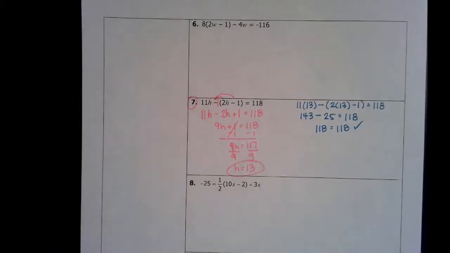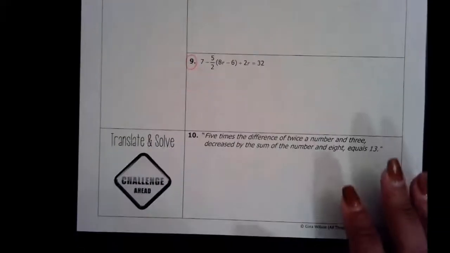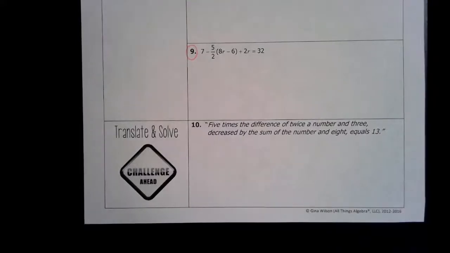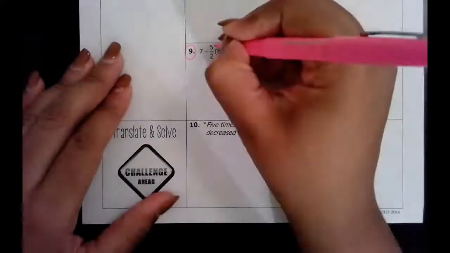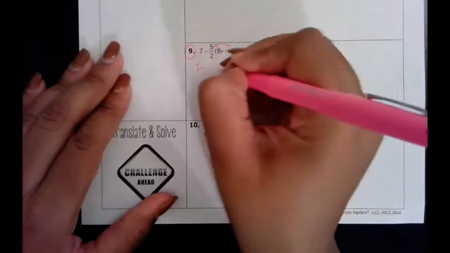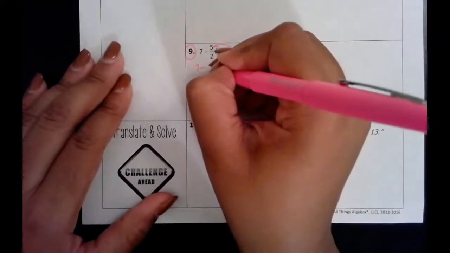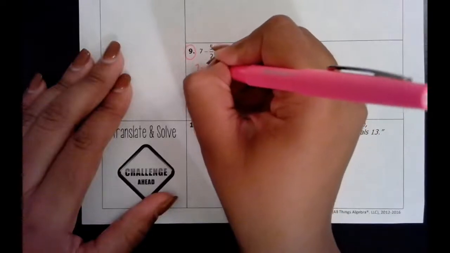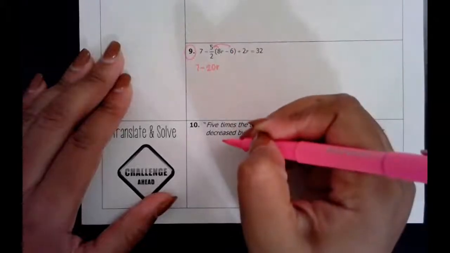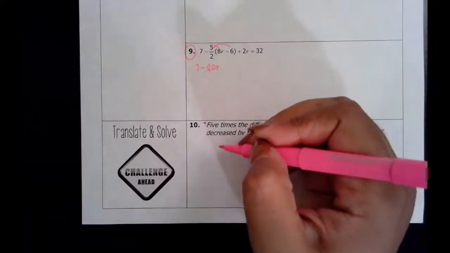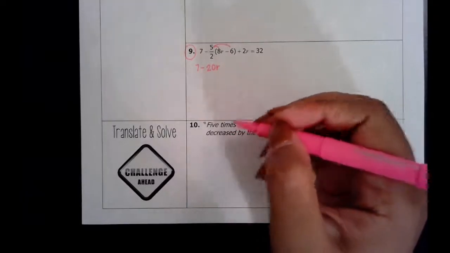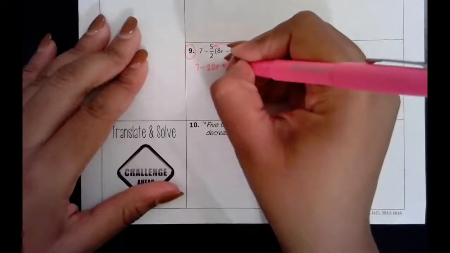Now, 9 and 10. Nine. Don't let the fraction scare you. We've been there, done that. So 7 minus 5 times 8 is 40. 40 divided by 2 is 20. Then 5 times negative 6 is negative 30. Divided by 2 is negative 15. But with that negative, it'd be positive 15.